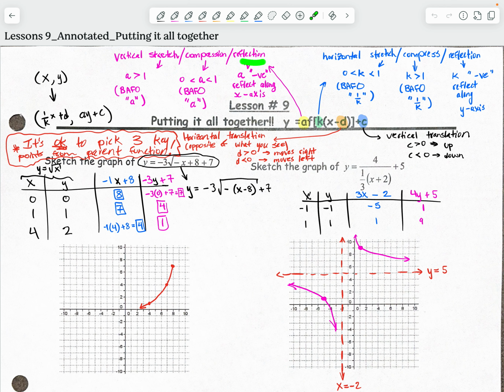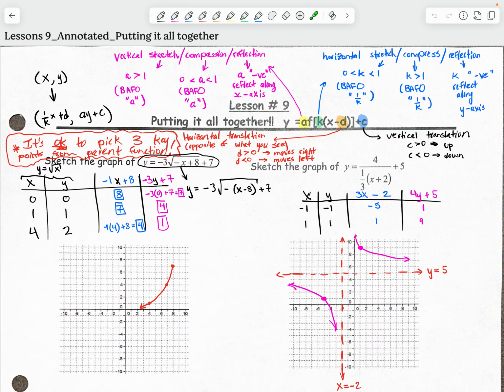If it's a reflection, then it turns out that A would be negative. Whenever the A value is negative, I have a reflection along the x-axis. So that's what that means. That's all for A, pretty much. Next, we move on to K. So K is going to be just like we saw from the previous lesson.